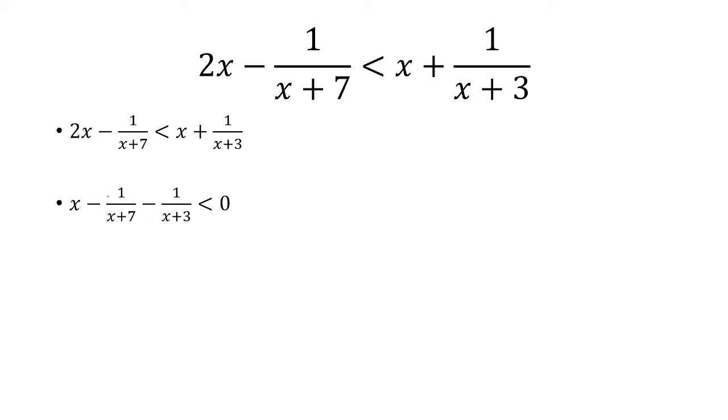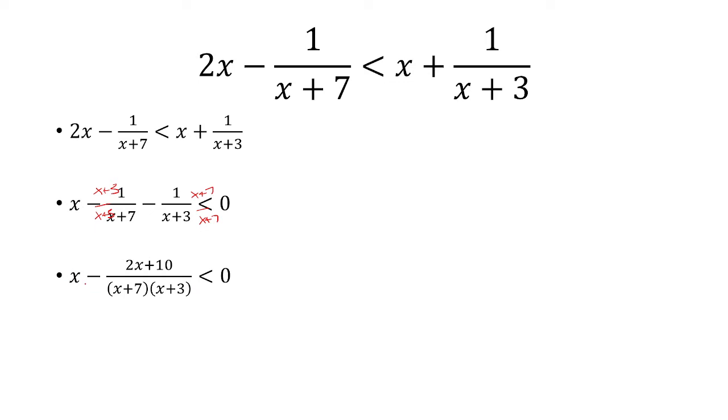And now we want to subtract these two fractions, and we're just going to multiply both sides by each other's denominator. So this would be (x + 3)/(x + 3), and this would be (x + 7)/(x + 7). So when you do that and simplify, you get (2x + 10)/((x + 7)(x + 3)).